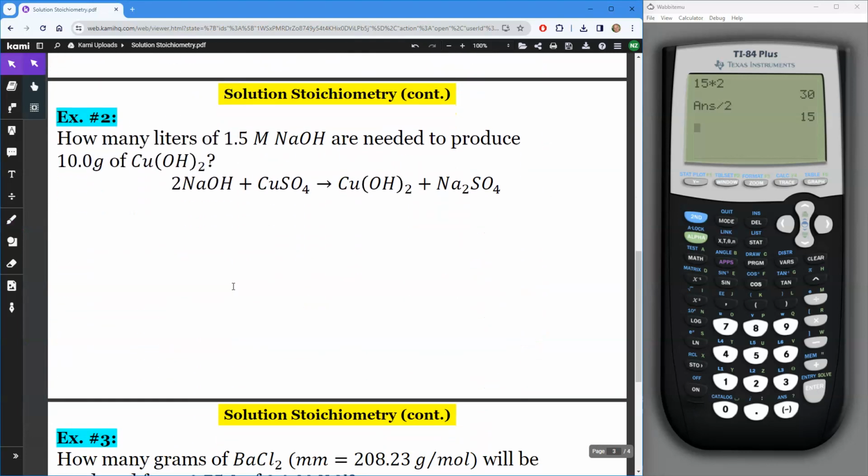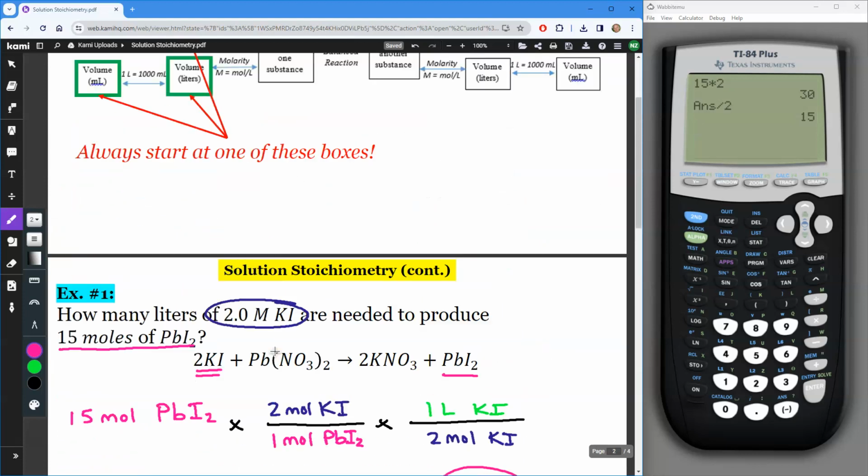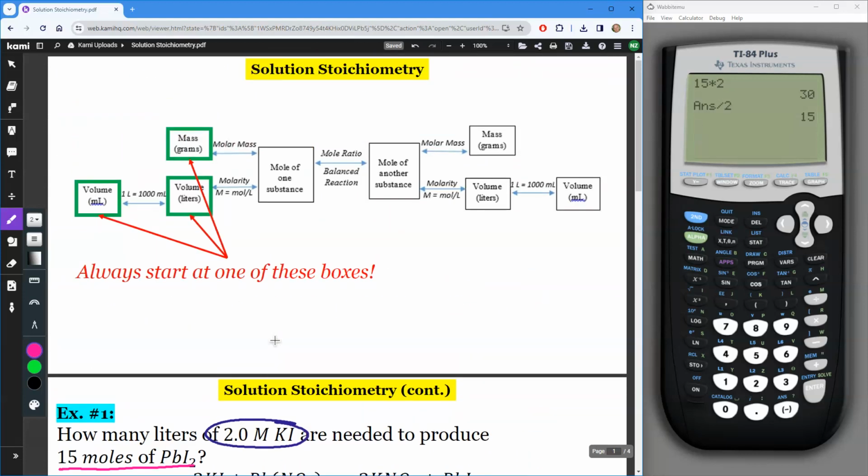All right, let's look at our next example. It says, how many liters of 1.5 molar NaOH are needed to produce 10 grams of copper hydroxide? We never start with molarity. So we're going to start with our 10 grams of copper hydroxide, Cu(OH)2. If we go back and look at our flow chart, we're going from grams to liters.